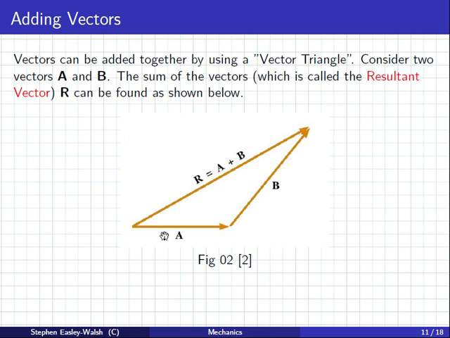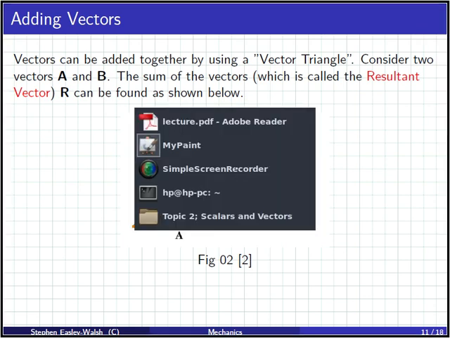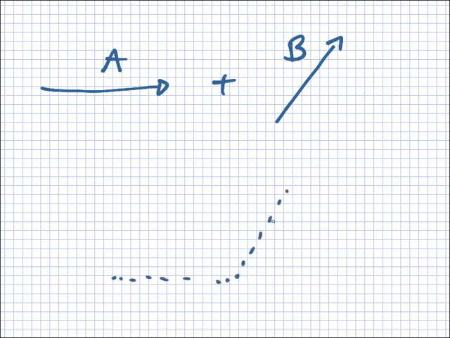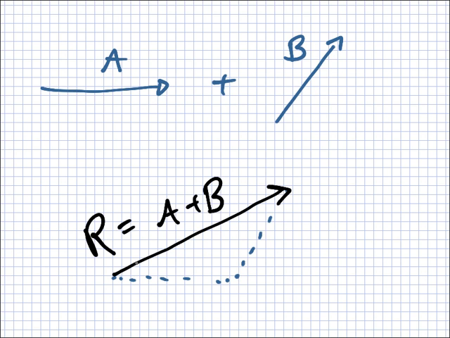If you have vector A, and you want to add it to vector B, you just stick the tail of B onto the head of A, and then this is the result, A plus B. So I'll show you. Imagine you have A, and you want to add it to B. Then all you do is you put A here, you put B here, and then that is A plus B. And we call that the resultant, R.